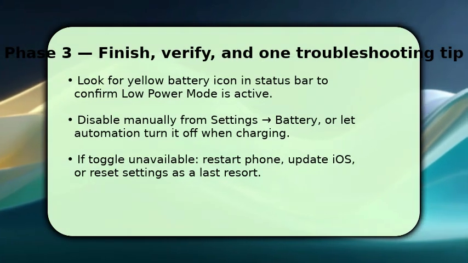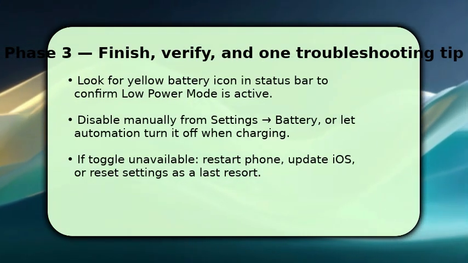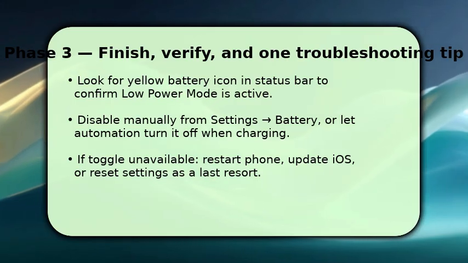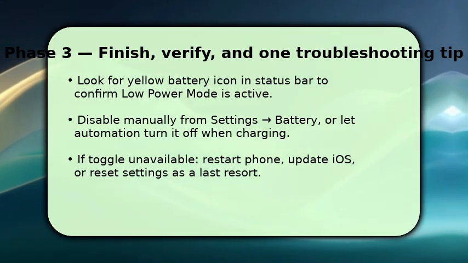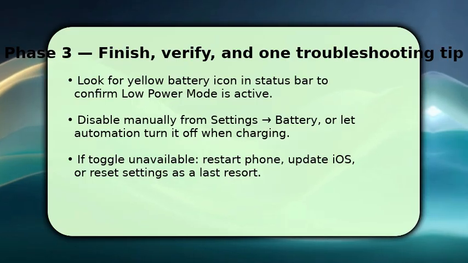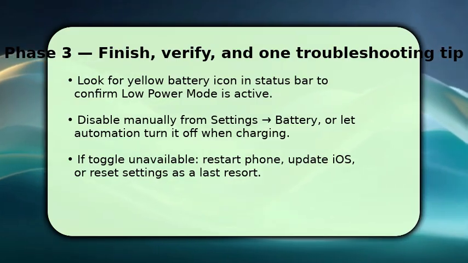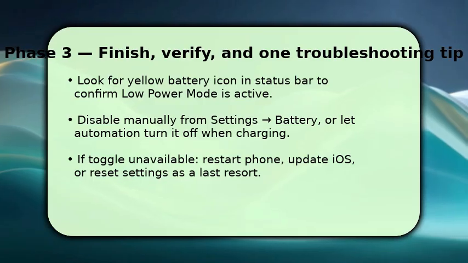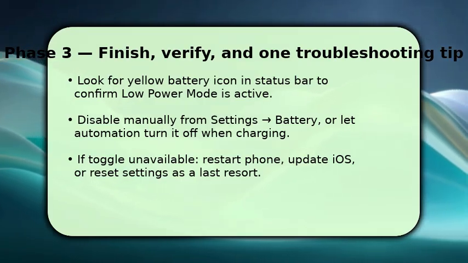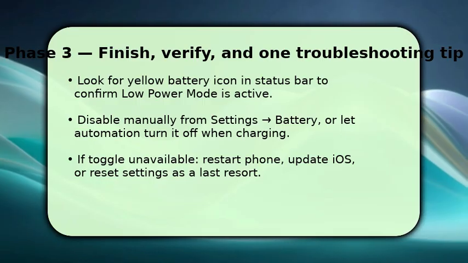Finally, verify low power mode is working. The battery icon turns yellow and some app activity is reduced. If you enabled automations, watch them trigger at the set percentages. Make sure Shortcuts has permission. When charging, low power mode usually turns off automatically above 80%, or you can switch it off in settings.